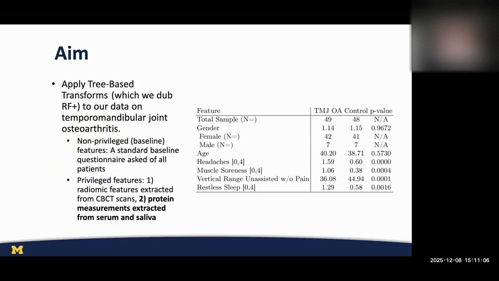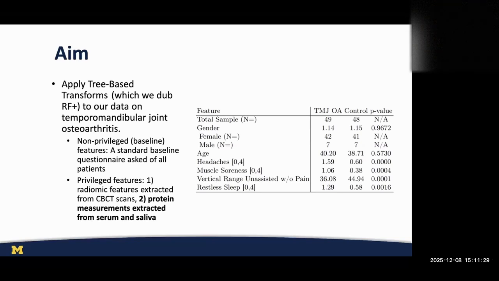And so, Elisa, sorry, here you said that there are 97 patients with CBCT scan, but I see only 49 patients in the total sample. So for the questionnaire, the non-privileged features, how many patients have been gathered compared to the privileged ones?